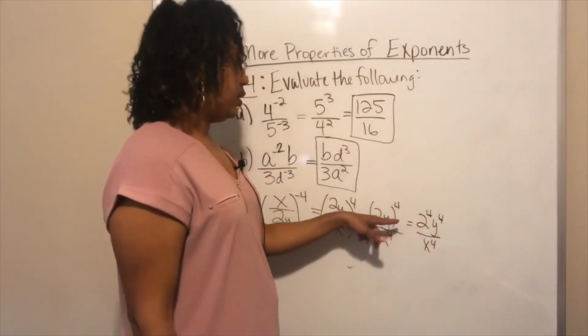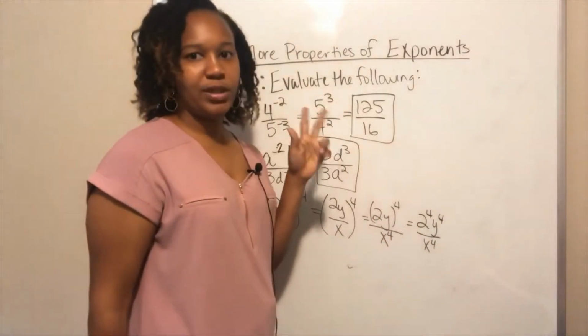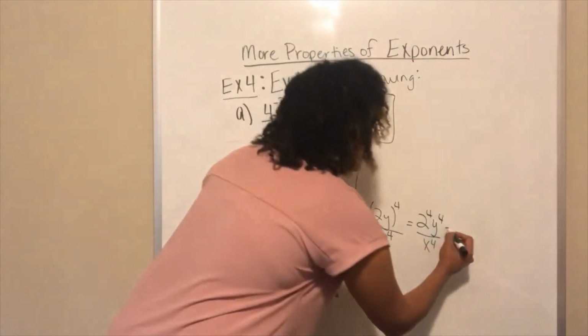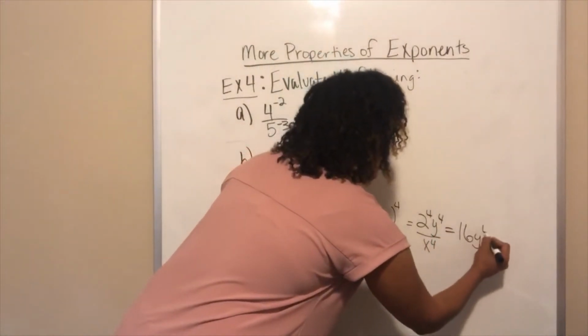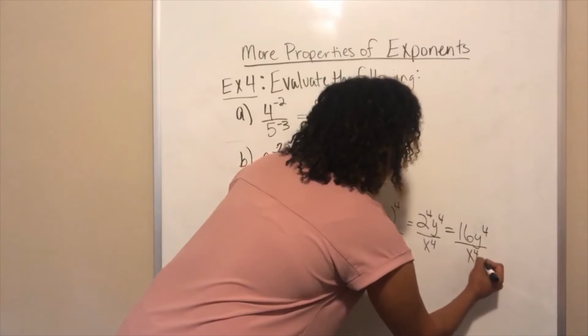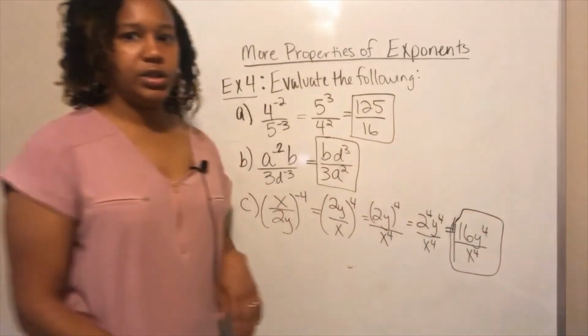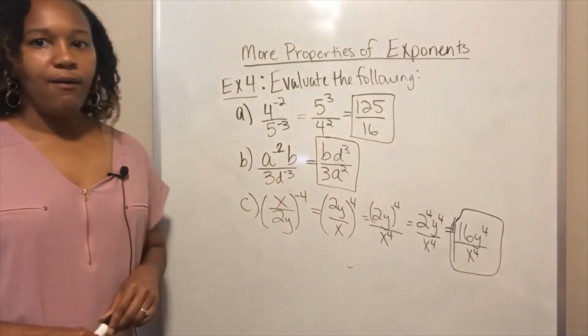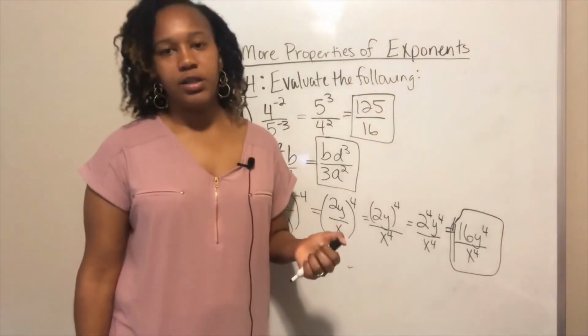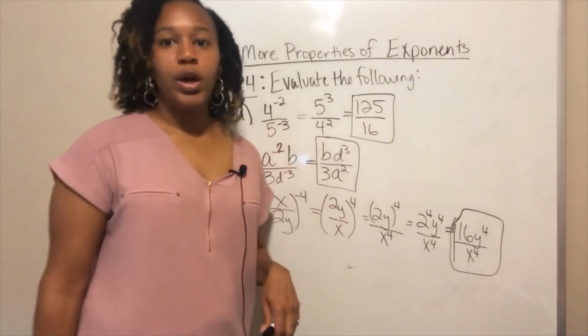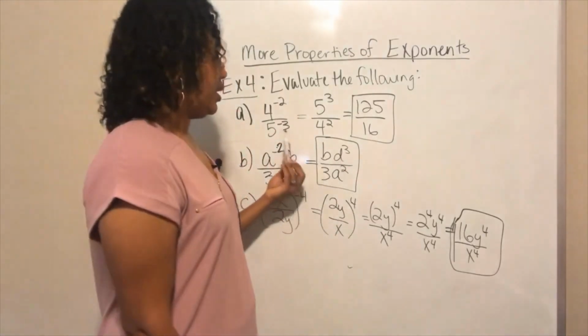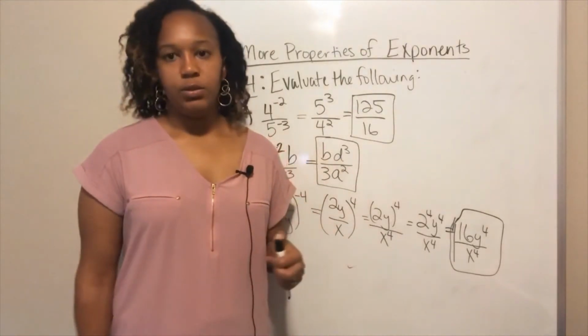2 to the 4th is 16. 2 times 2 is 4, times 2 is 8, times another 2 is 16. So that becomes 16y to the 4th over x to the 4th. And so there's nothing left to do there, so that will be your final answer, 16y to the 4th over x to the 4th. So those are more examples of working with negative exponents and a lot of the other properties of exponents we've talked about.